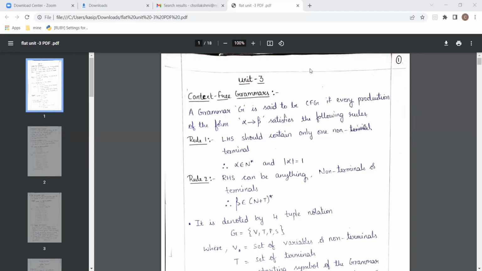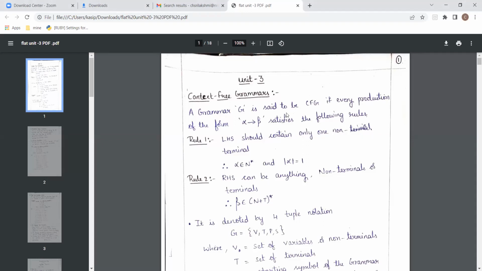Third unit, first topic, that is context-free grammars. As I already told you, the tree-like structure. So there you will find the context-free grammars. So what is meant by context-free grammar? So what is grammar?